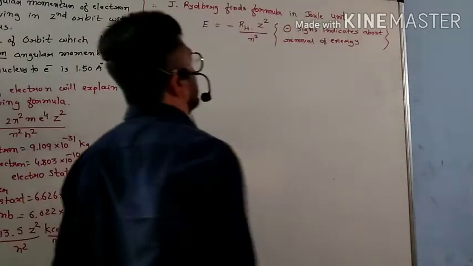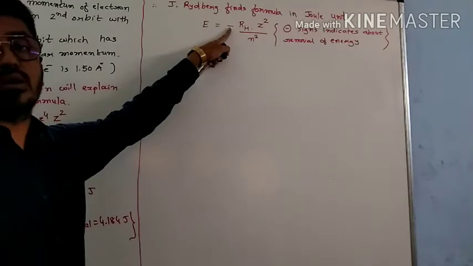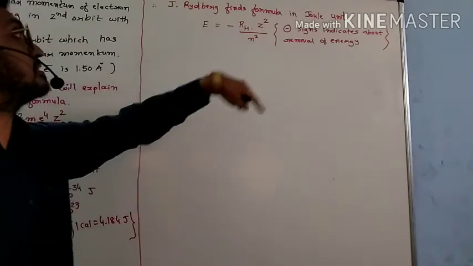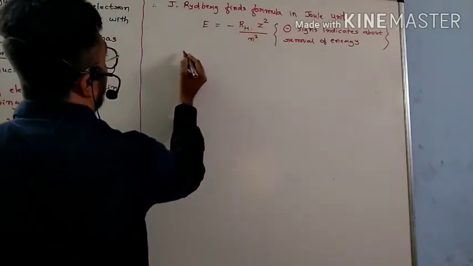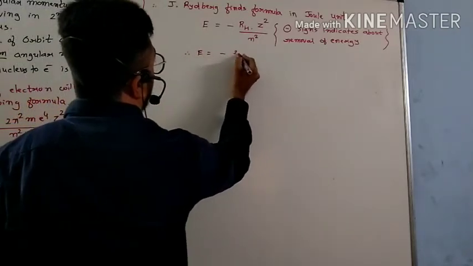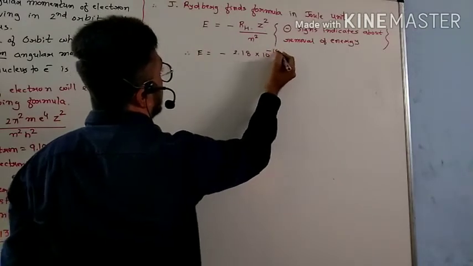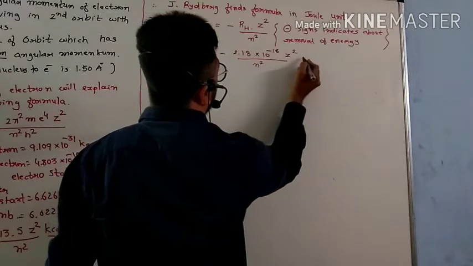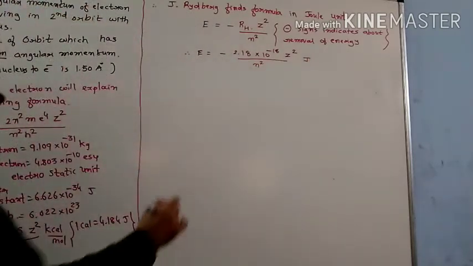Energy will be removed from this point. The negative sign indicates that energy will be released from this reaction, because energy cannot have a negative magnitude. Okay, so RH, what is the value of RH? If we put in all the values, the answer in joule is minus 2.18 into 10 raised to minus 18 Z square upon N square, only in joule, not in joule per mole.